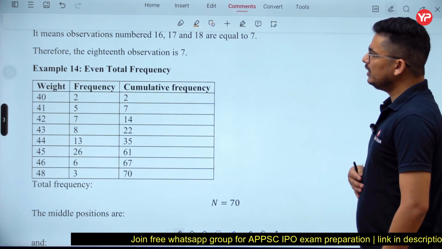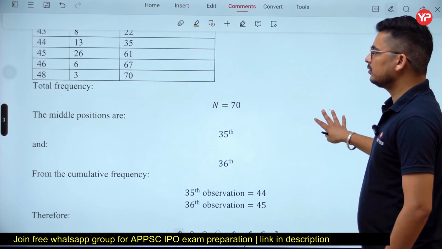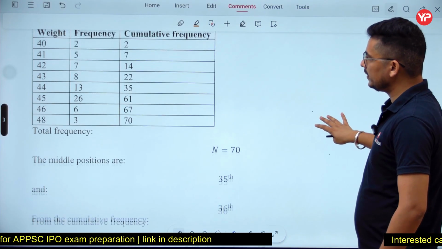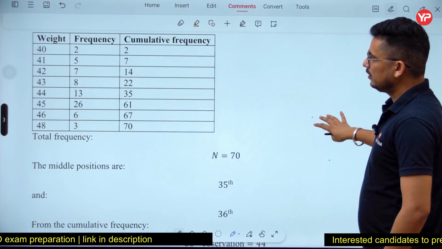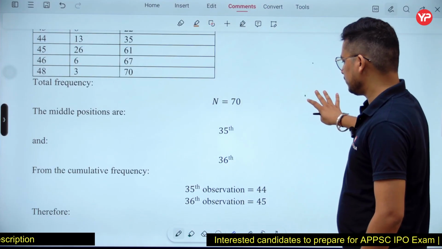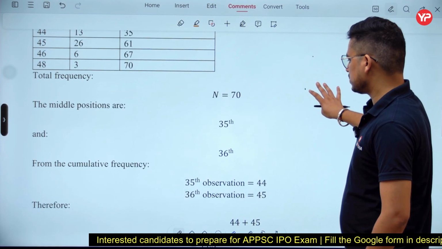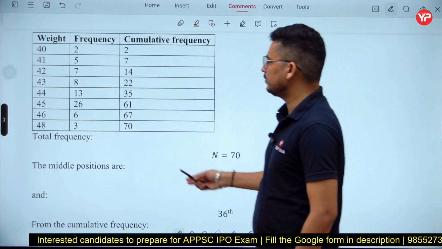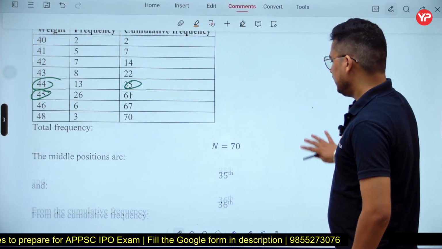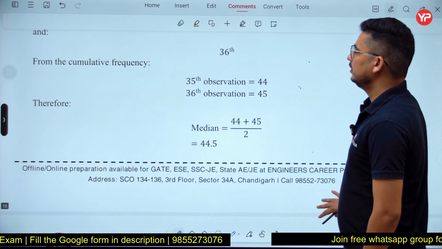Now an even table. This time the frequency table has a sum of 70. In that case you have to take the middle values, that is the 35th and 36th. For cumulative frequency, the 35th observation is 44 and the 36th observation is 45. So you have to take the average of these observations, that will give you 44.5 as the median.